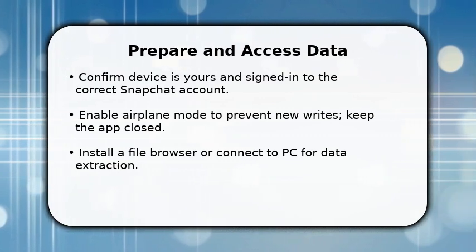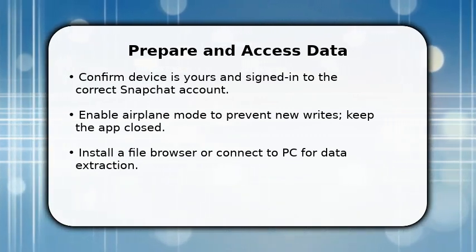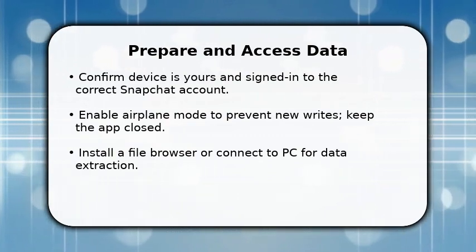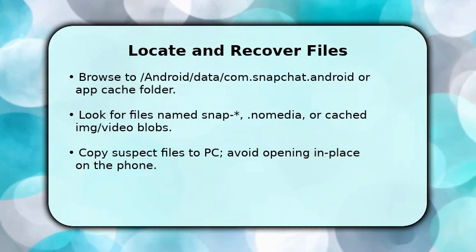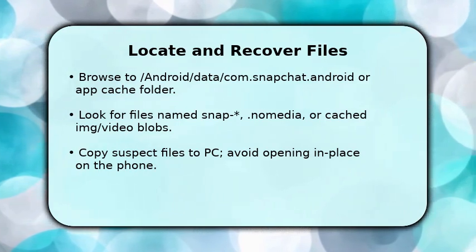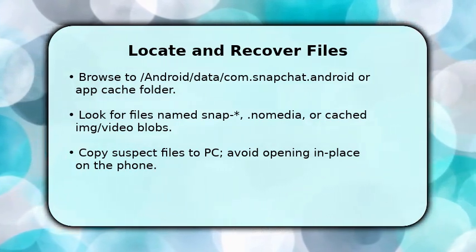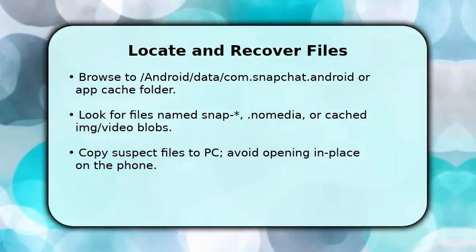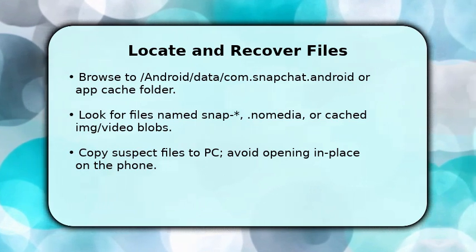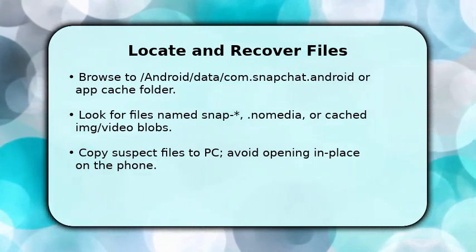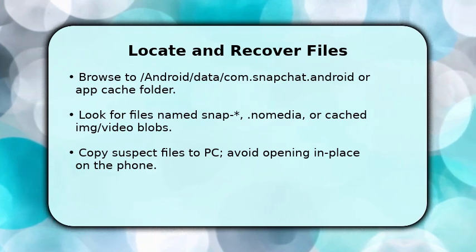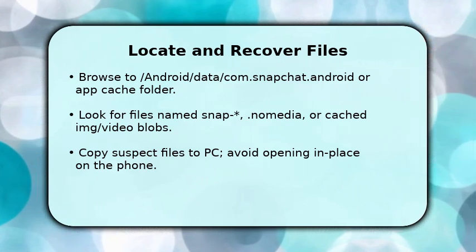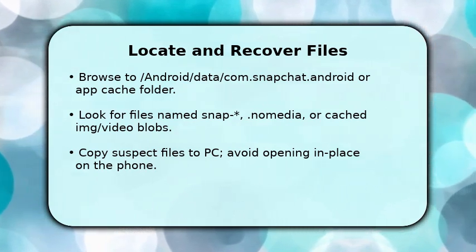Make sure to give file access permissions when prompted, so you can copy the relevant files off the device for safe analysis. Next, dive into the app storage path such as Android/data/com.snapchat.android, or the cache directory on your device. Once inside, search for files with snap prefixes, timestamp blobs, or media files without extensions. Sometimes thumbnails hide in .nomedia areas. Copy every candidate file to your computer. Do not edit them on the phone.